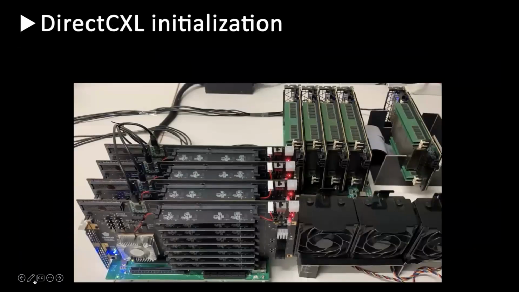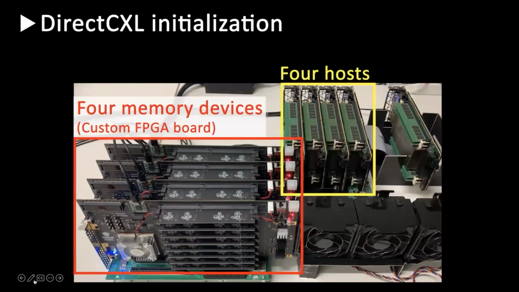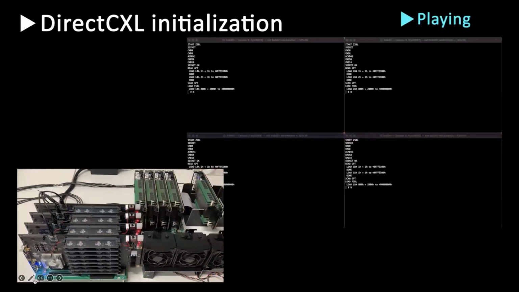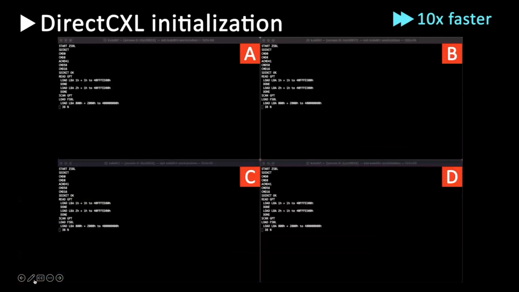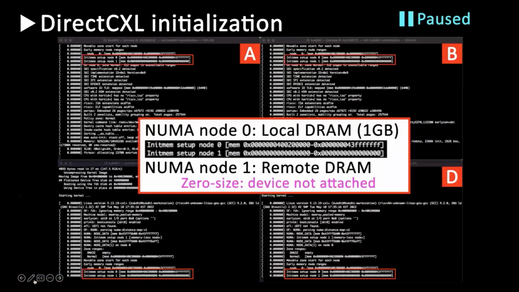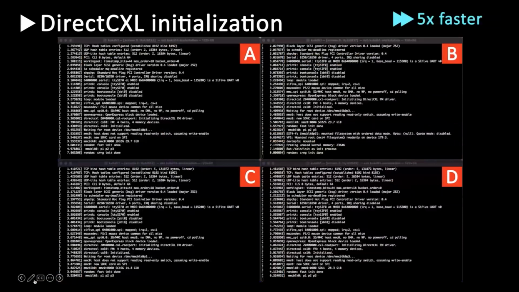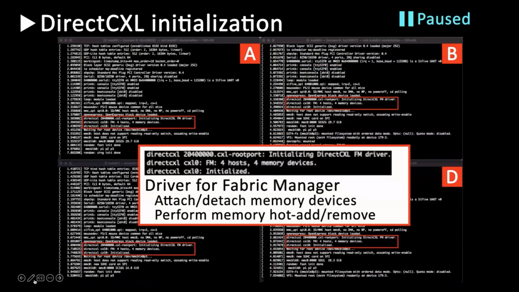On the left side, there are 4 customized FPGA boards for CXL memory devices. On the upper right side, 4 accelerator cards are used for CXL hosts and 1 for the CXL switch. Each terminal shows the booting process of each host. Each host's local memory is 1 GB, and I reserve an additional NUMA node for remote memory. Our Direct CXL driver will communicate with the Fabric Manager to attach or detach memory devices.